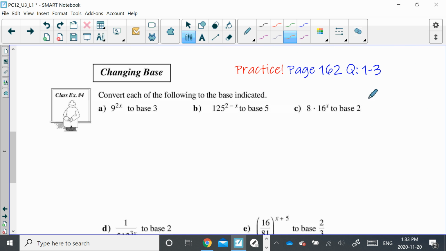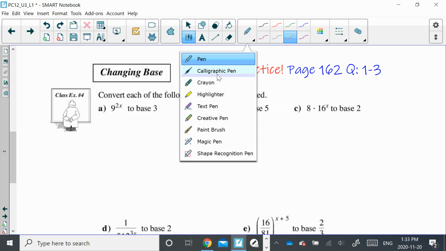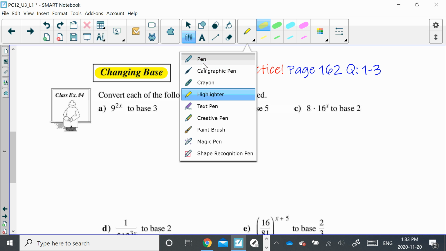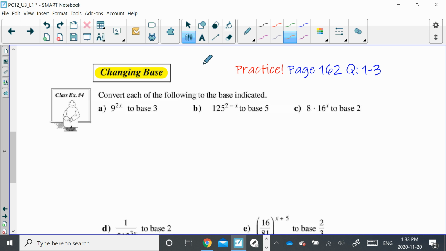Okay, so let's look at changing base. So this is new. You wouldn't have done this in Math 20-1 or Math 10C. So I'd like you to highlight changing base. So everything up to this point has been a review of 10C. Nothing was new. These questions you should have 0 issues with. This is going to be new. Okay, convert each of the following to the base indicated. So changing base is going to be something really big with exponents and logs.